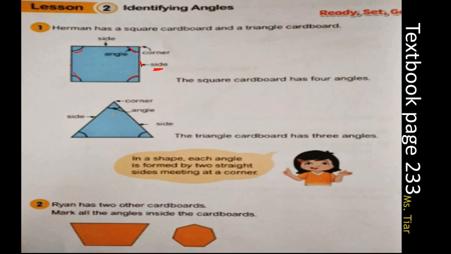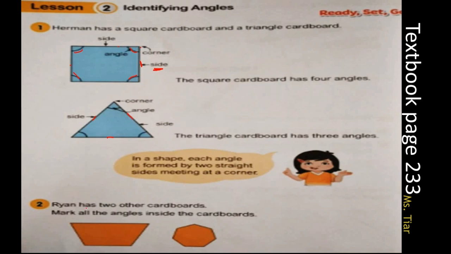Now look at the triangle here. We have how many sides? 1, 2, 3, right? So the corner, we have 3 corners, and then for the angles, we have 3 angles here. Okay. Then look at the note here. In a shape, each angle is formed by 2 straight sides meeting at a corner.